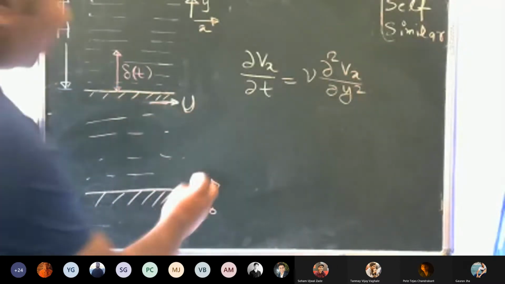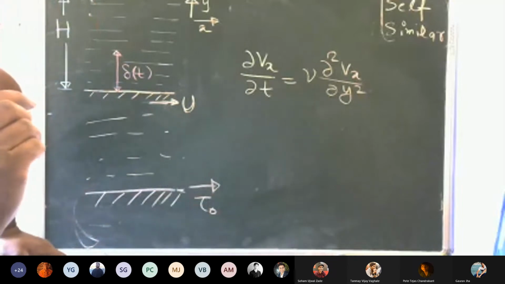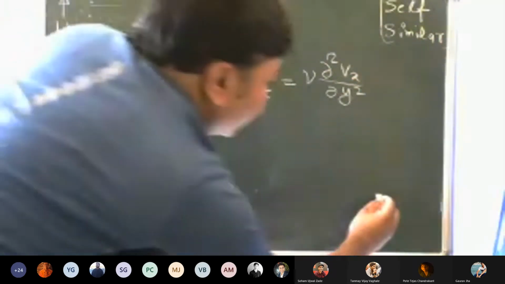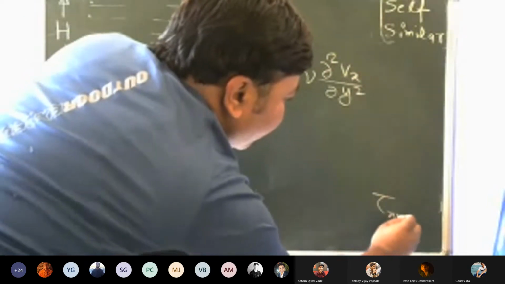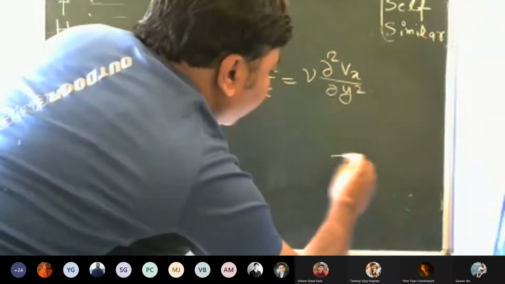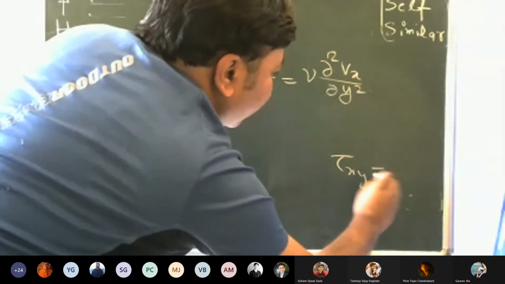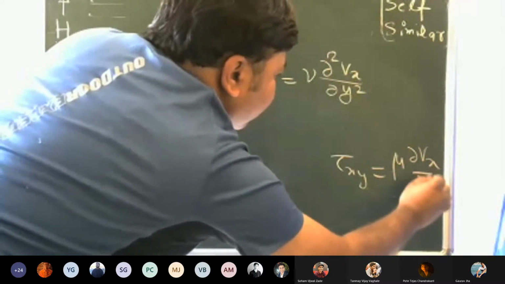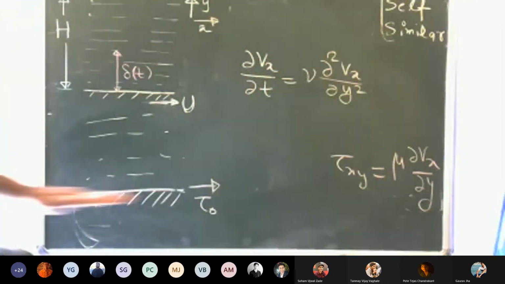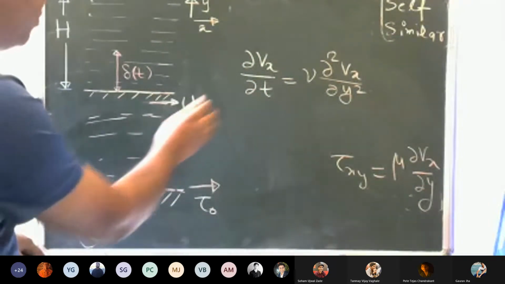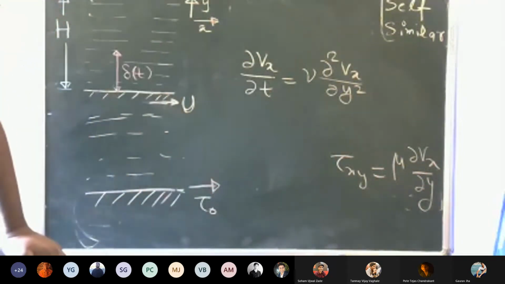I have asked about the stress profile, not the velocity profile, because from the stress profile you can derive the velocity profile. Why? Because stress is connected to velocity with this relation. Since it's a Newtonian fluid, tau xy is nothing but mu dou vx by dou y. This is the shear stress, the tangential stress. So in the assignment problem, you have to convert this equation into stress.